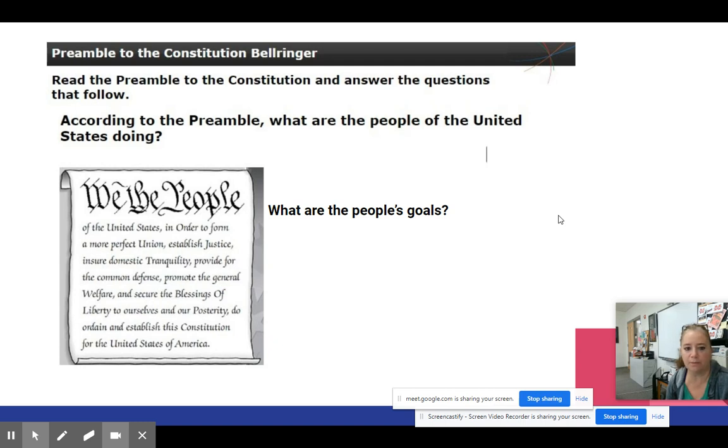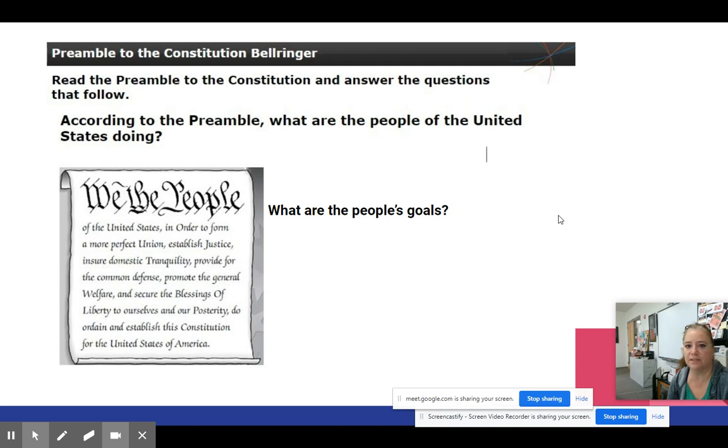According to the preamble, what are the people of the United States doing? Most of you read the preamble and put it into your own words. I'm just going to reread it again. We, the people of the United States, in order to form a more perfect union, establish justice, ensure domestic tranquility, provide for the common defense, promote the general welfare, and secure the blessings of liberty to ourselves and our posterity, do ordain and establish this Constitution for the United States of America. And the question, what are the people's goals? I think you guys did a really nice job answering when you did your summaries of this.